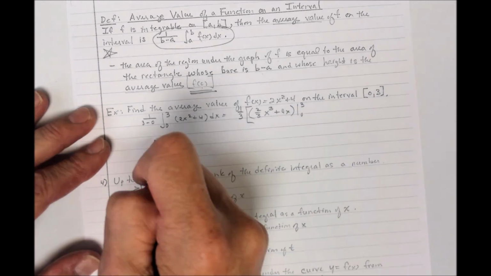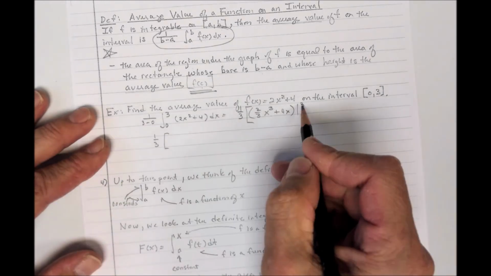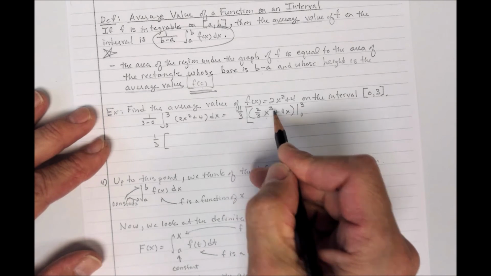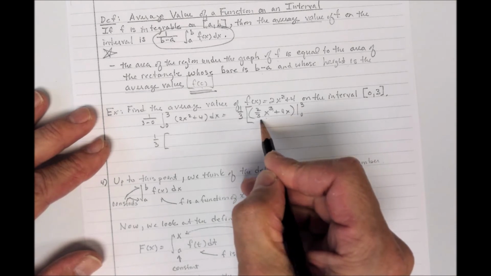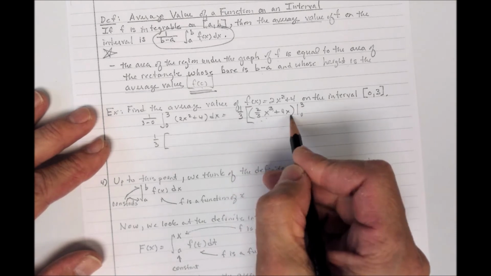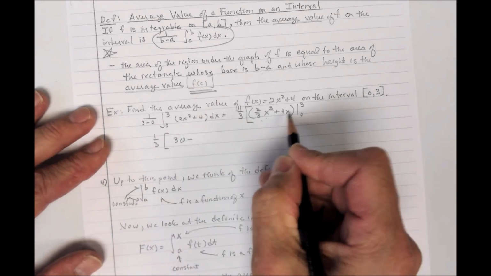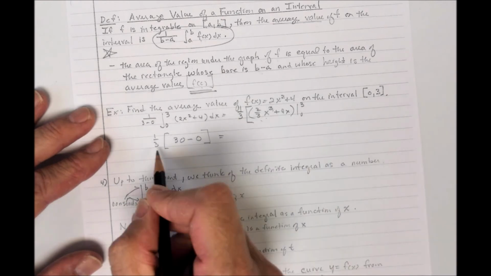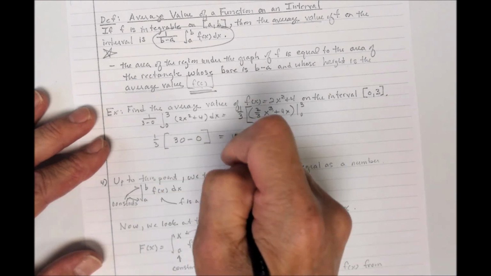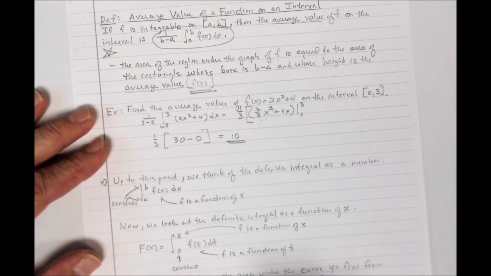So this is 1/3. If I plug 3 in, I get 3 to the third power, which is 27. 2/3 of 27 is 18, plus 4 times 3 is 12, that's 30. Minus, plug 0 in, well that's easy, that's just a 0 in this case. So 1/3 of 30 turns out to be 10, and that's my average value.